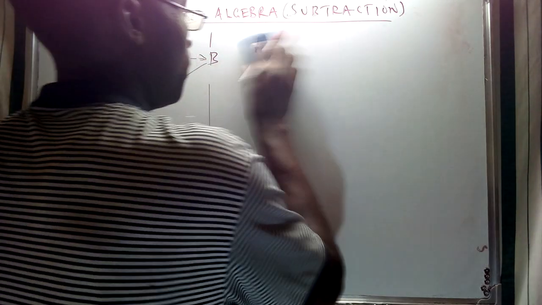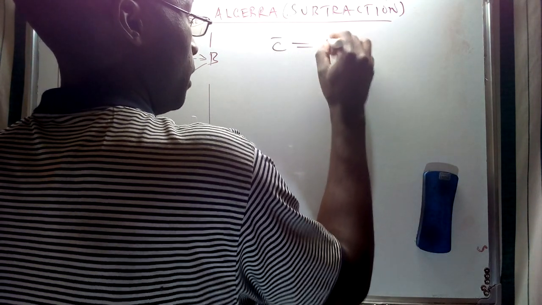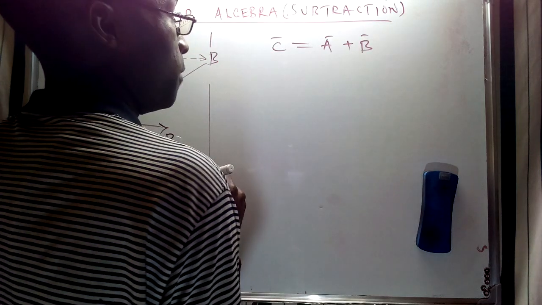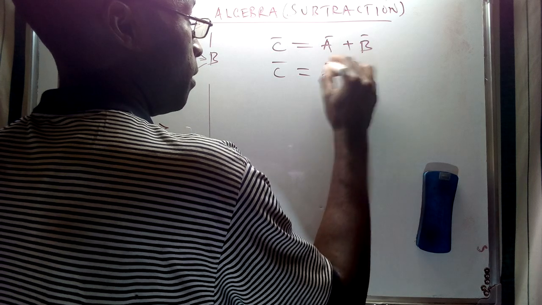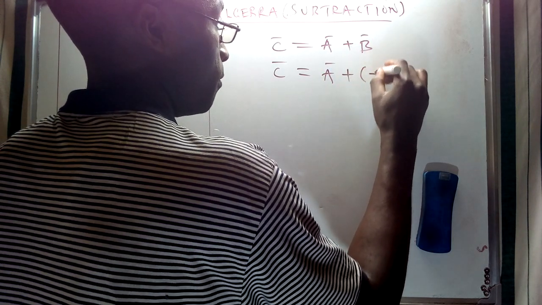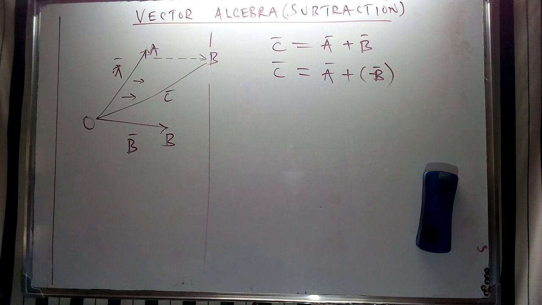So suppose C is equivalent to A plus B, and if we subtract B from A, this implies that our resultant vector is going to be an operation that consists of the negative value of B. So we can describe this vector and see what effect it's going to have on the resultant vector in this case.